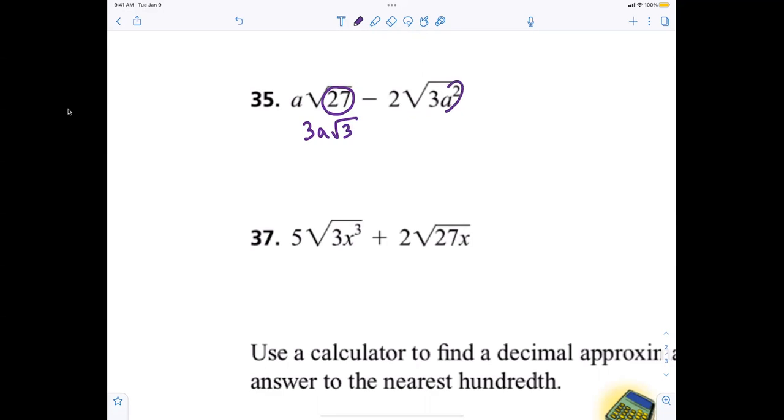Now I'm looking at the a squared. What's the square root of a squared from yesterday? A. Just A. Does everybody agree with that? So this comes out as an A minus 2A radical 3. Now this can be a little confusing for kids. If I have 3A and I say minus 2A, that's what? A. But you're still talking about what? Radical 3s. So it's technically 1A radical 3. Everybody good with that?